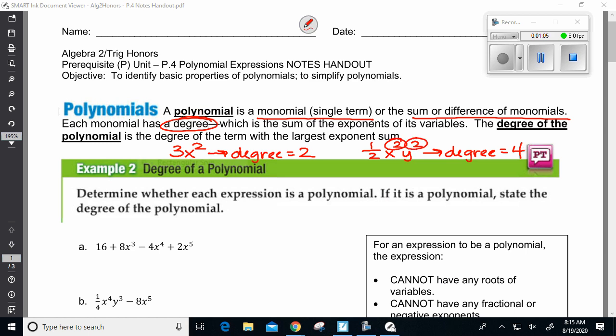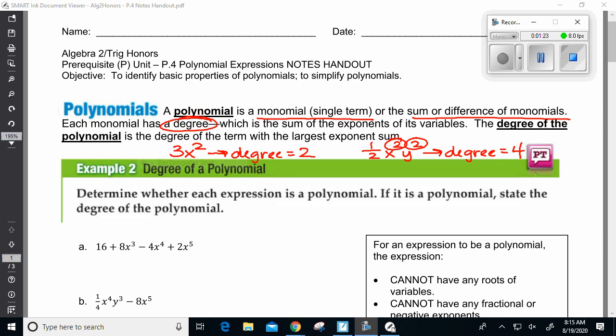So the degree of the whole polynomial is the degree of the term that has the largest sum of the exponents. Sounds a little convoluted, but we'll get into that shortly.